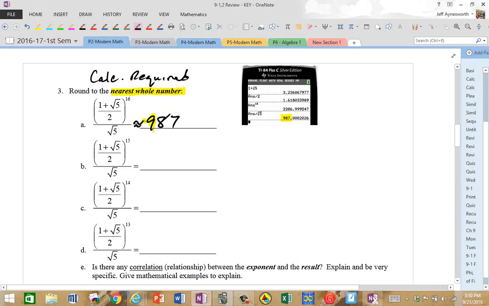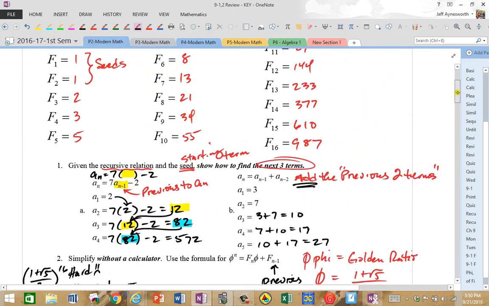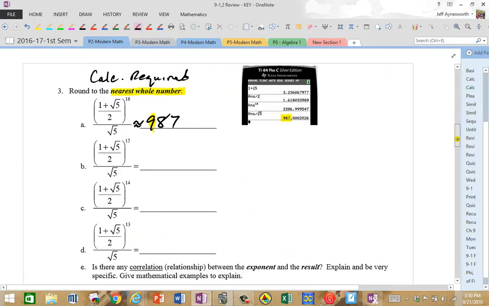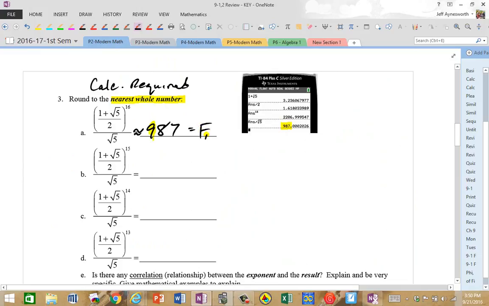987. I'm going to use approximately equal to because we're rounding here. Notice, by the way, we've seen this before. It's F16. It's the 16th Fibonacci number. This is equal to F16. And notice the exponent corresponds to that. Oh, maybe there's a connection here.